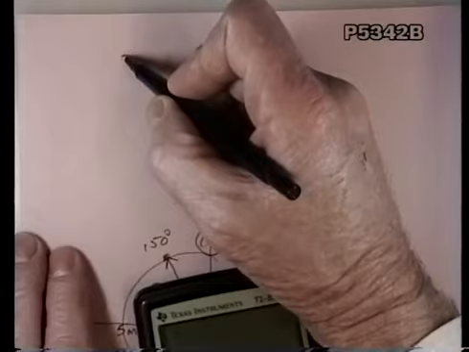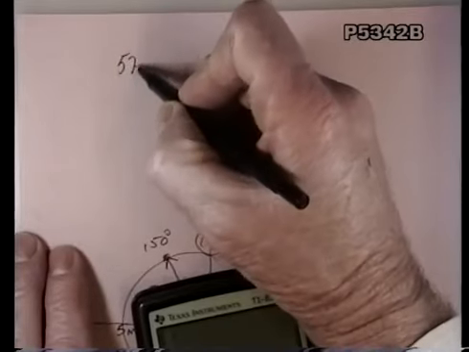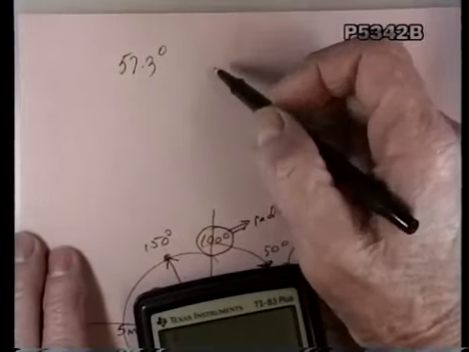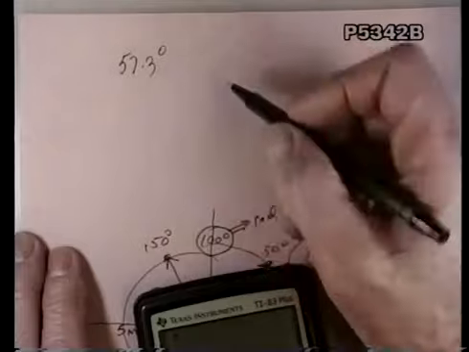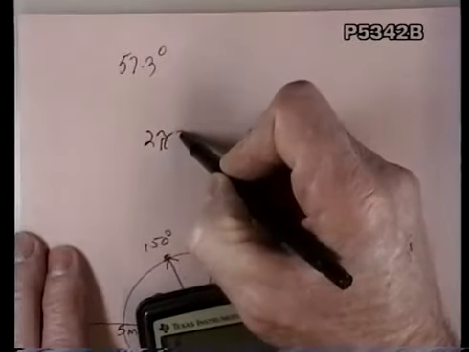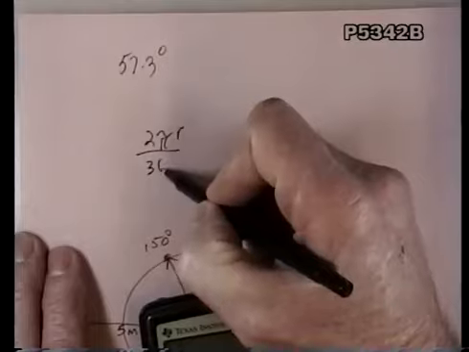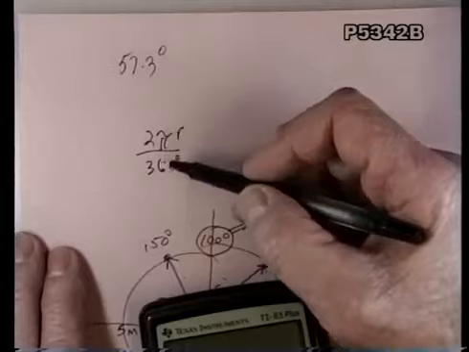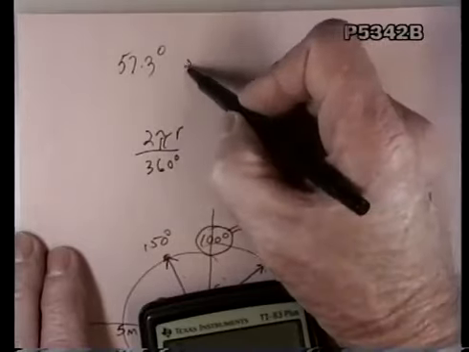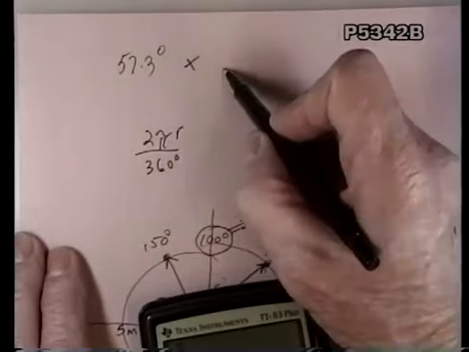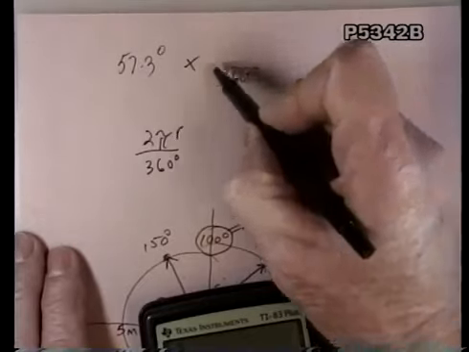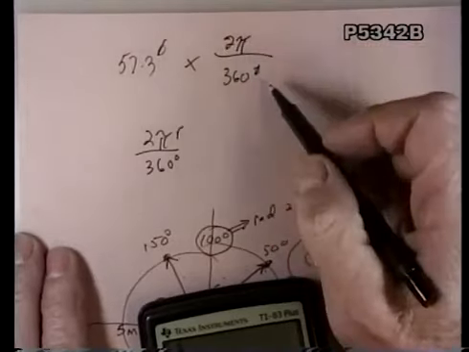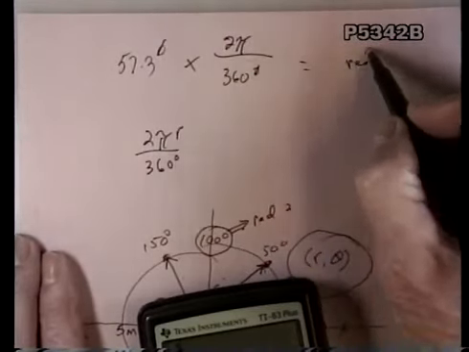We want to find the radians. Suppose we're given 57.3 degrees, and we want to change this to radians. Well, we know that there are 2 pi radians for every 360 degrees. So I can reverse this. I can put the radians on the top or on the bottom. I have to figure out what I'm going to do with this. Well, I'm going to put the 360 degrees on the bottom because I want the degrees to cancel out. And I put 2 pi on the top, and that's going to give my answer then in radians.